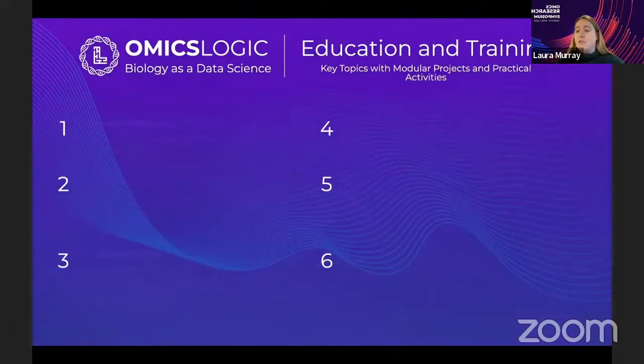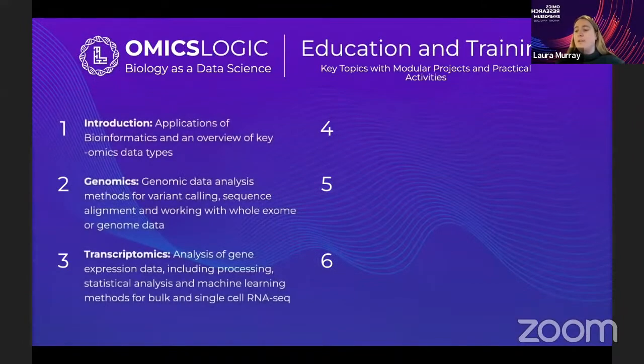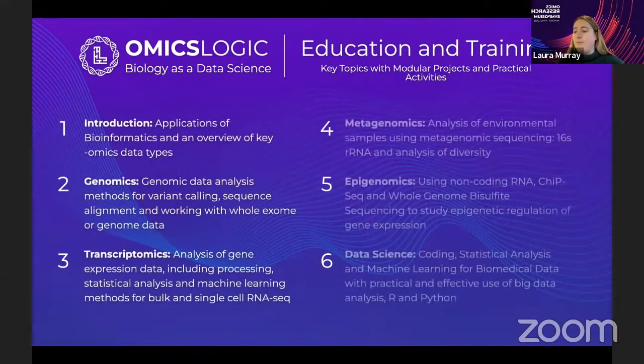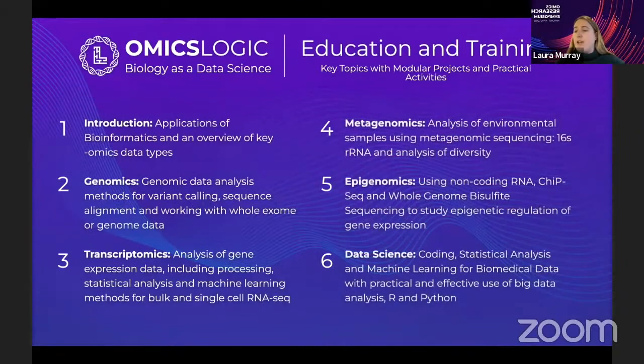So these 6 courses were taken from the core OmicsLogic curriculum available online. Beginning with an introduction to the applications of bioinformatics and an overview of data types, the student is able to learn terminology and factual knowledge to build upon. From there, genomics, transcriptomics, metagenomics, epigenomics, and data science are introduced.